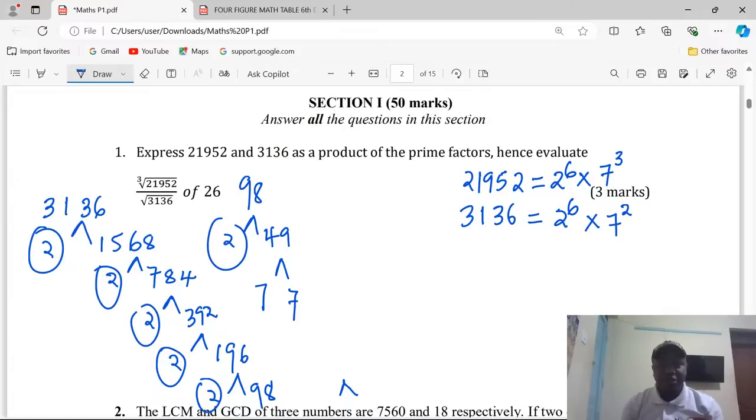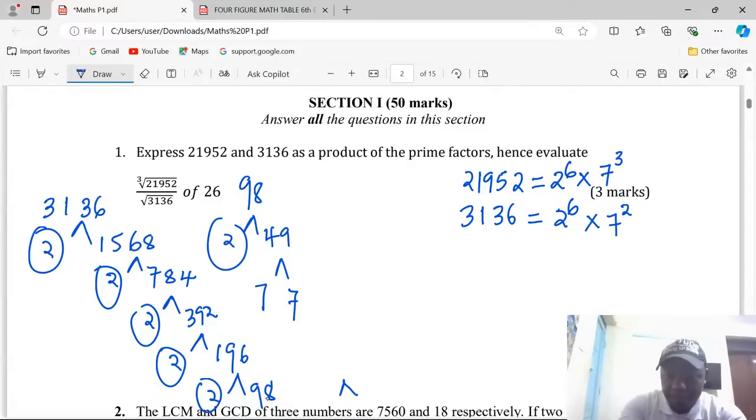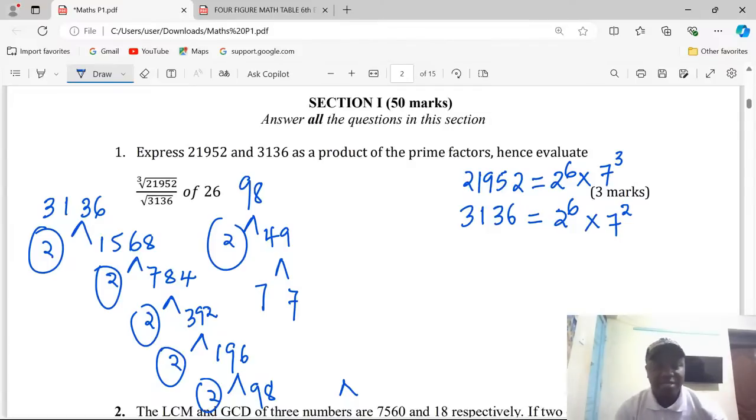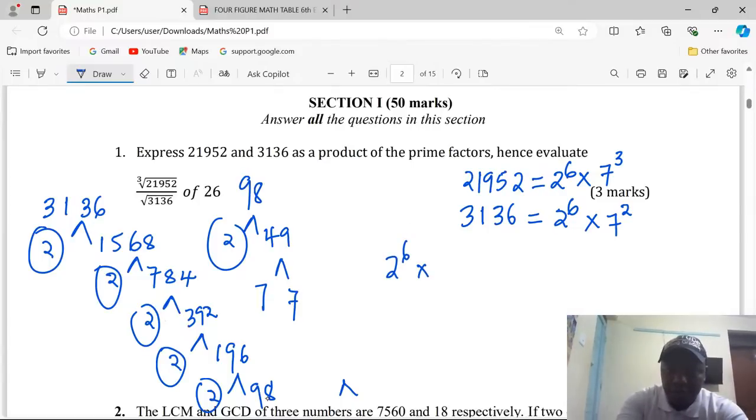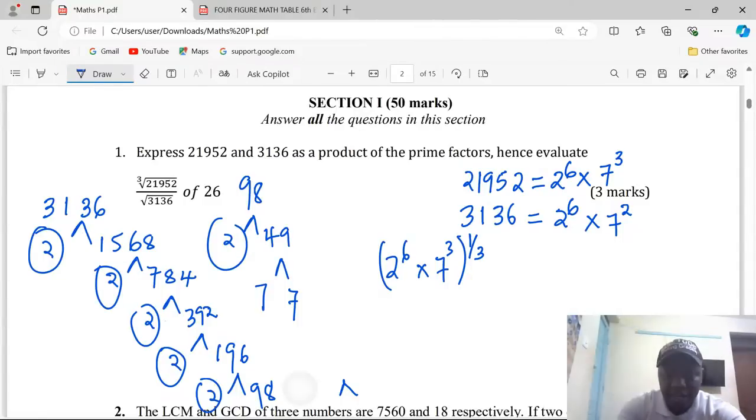Now we go to the other part of the question. We are evaluating the cube root of the first number. Remember, to extract the cube root of a number, we can raise it to power a third. Instead of root 3, we have power a third, such that we have 2 power 6 multiplied by 7 power 3 raised to power a third. That is another interpretation of the cube root.